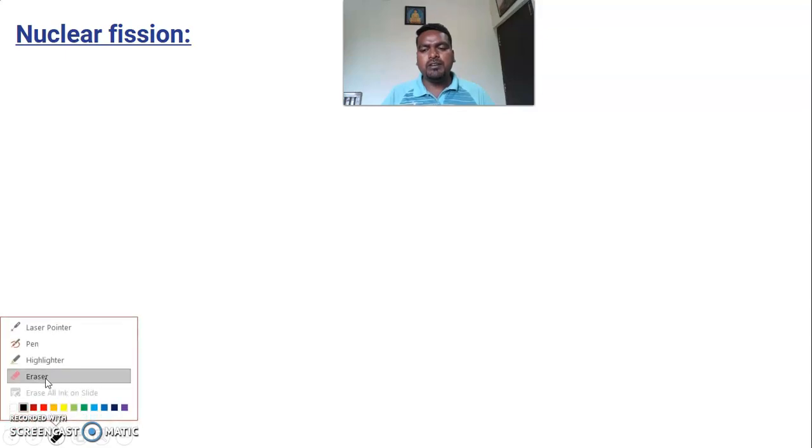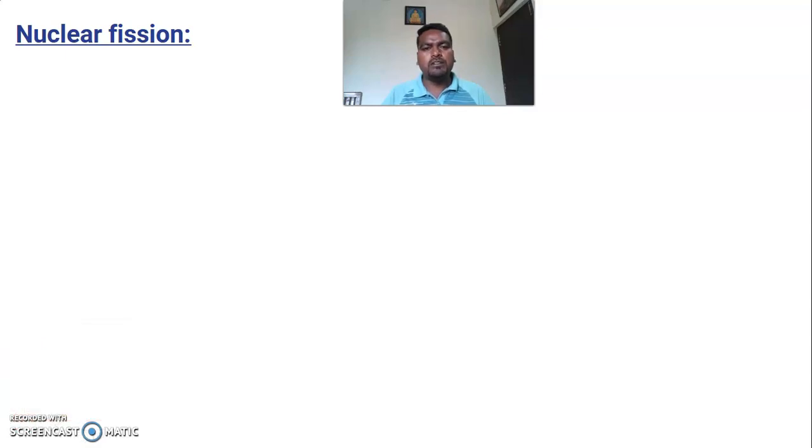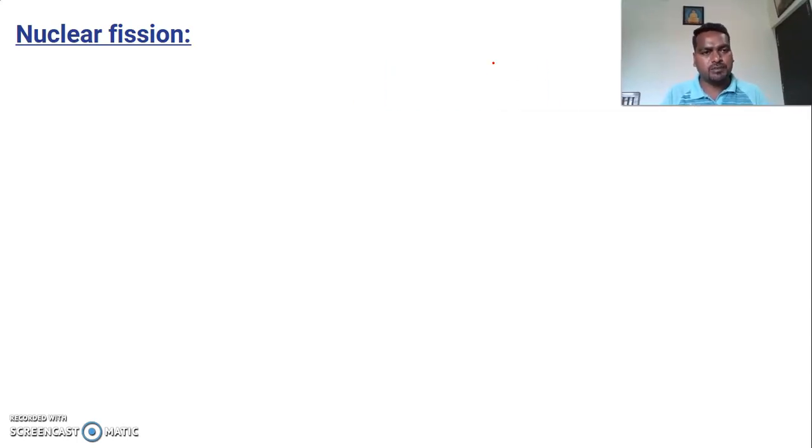The name itself indicates nuclear fission. Fission means breaking. It involves breaking of a substance. Separation, fission means breaking of a substance. Here a nucleus undergoes breaking. The splitting of the nucleus takes place. So this is called nuclear fission.